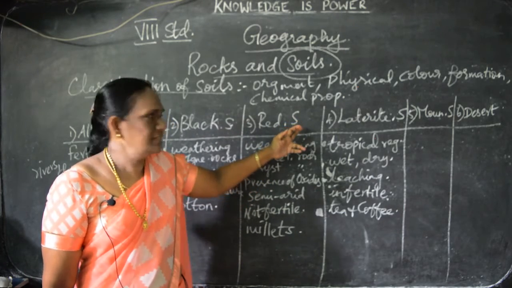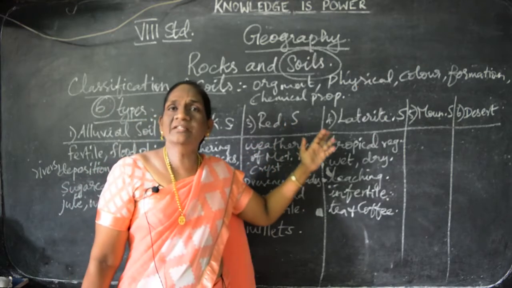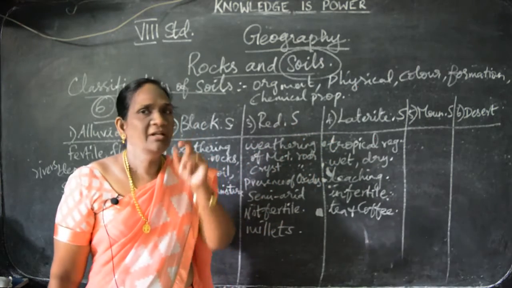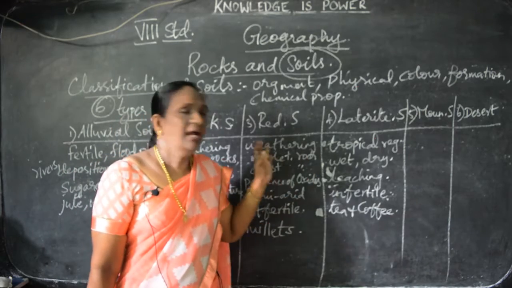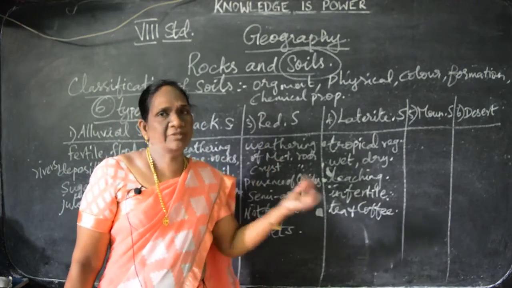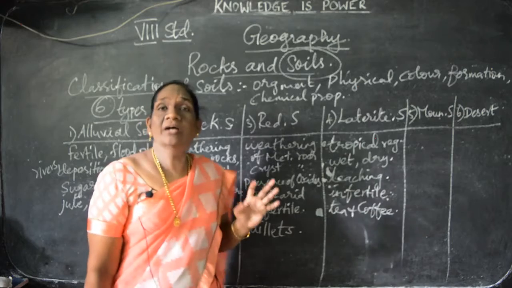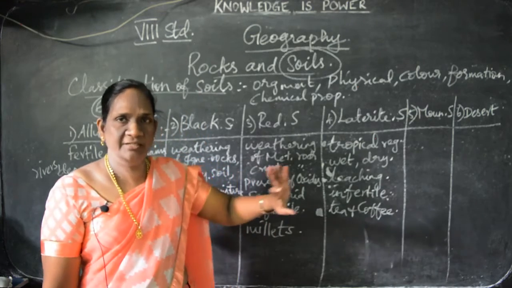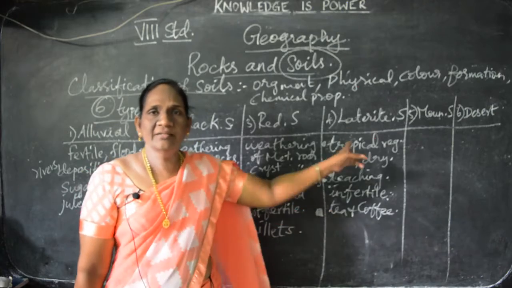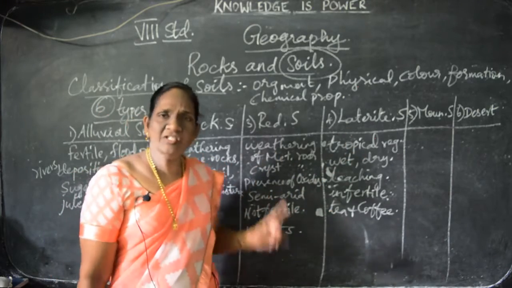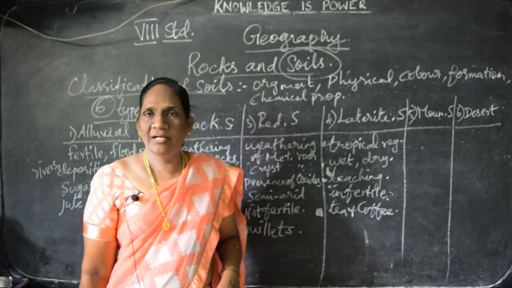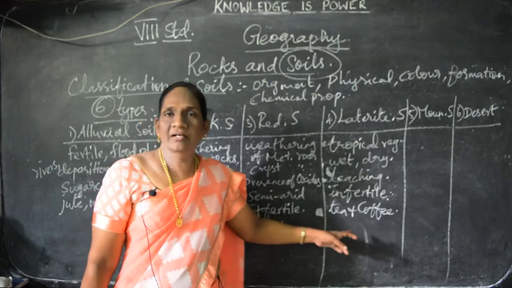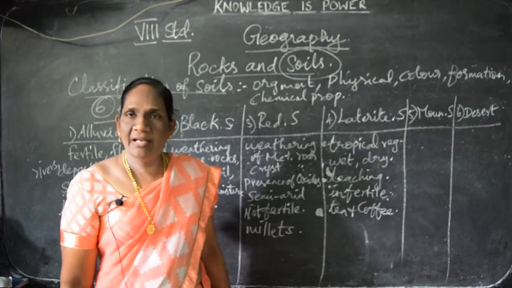Laterite soil. Understand? We can see this laterite soil in the tropical region, a very typical soil, and sometimes it will be wet and sometimes it will be dry. And it is formed because of the leaching process, and it is also infertile soil. Understand? So rice and wheat won't grow there. Only tea and coffee we can cultivate in laterite soil.